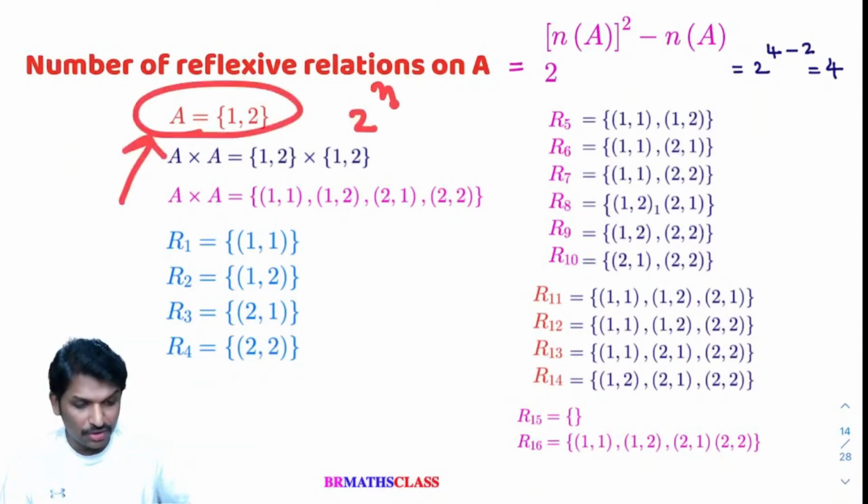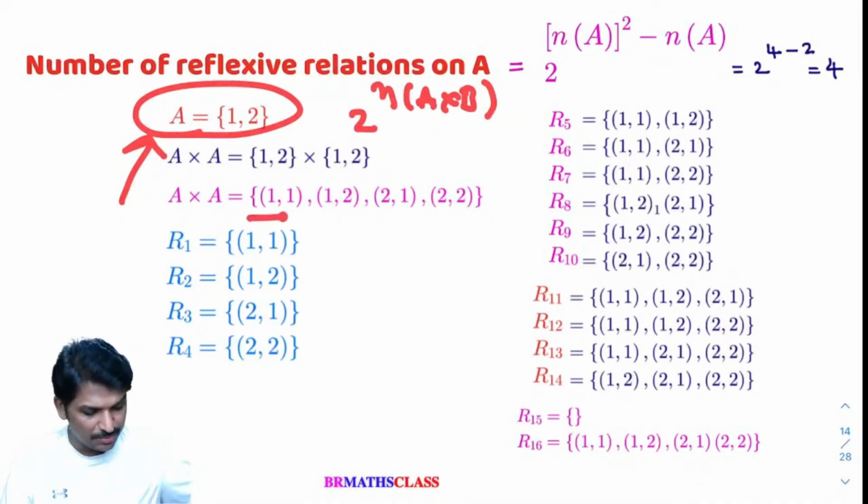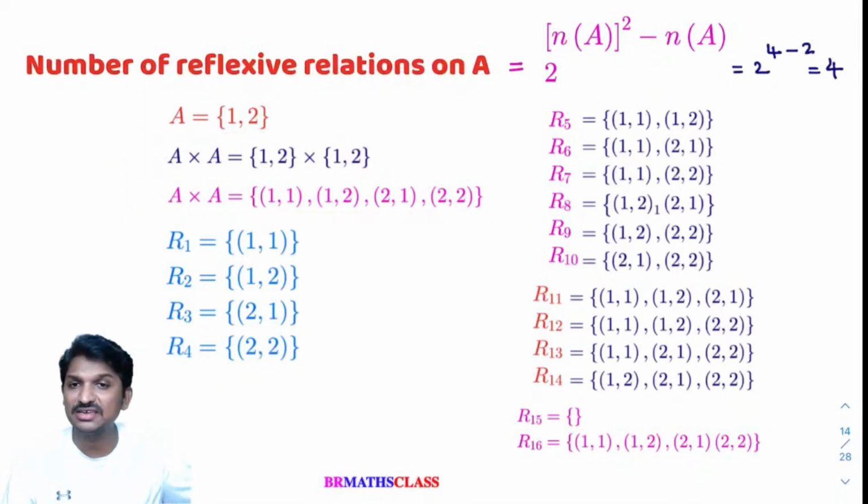The formula is 2 power number of elements in A cross B. How many elements are there in A cross B? 4 elements are there. Total 16 relations you will get.